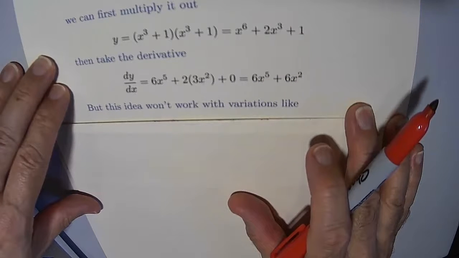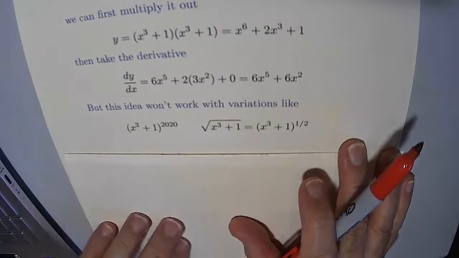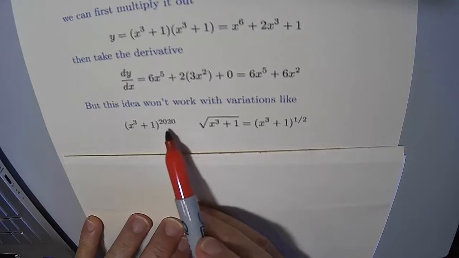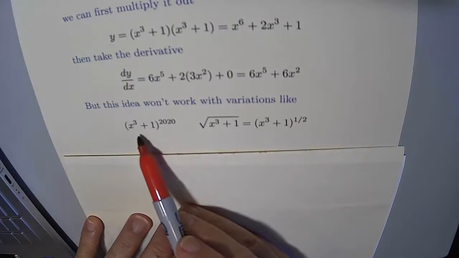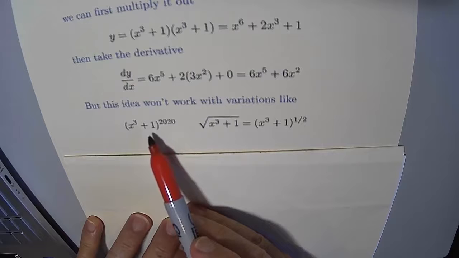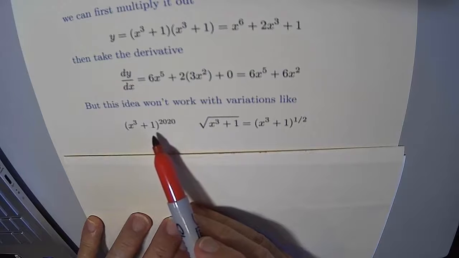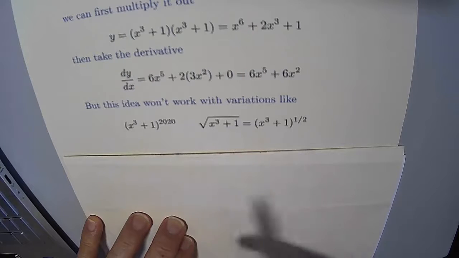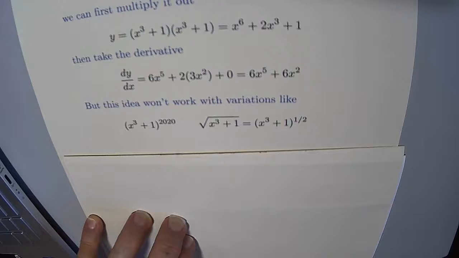This simple idea, however, doesn't work for these types of functions that you see here. These are also powers, but we are not likely to multiply x cubed plus 1 by itself 2020 times, nor can we multiply it by itself 1/2 times. For these, we are going to need the chain rule.